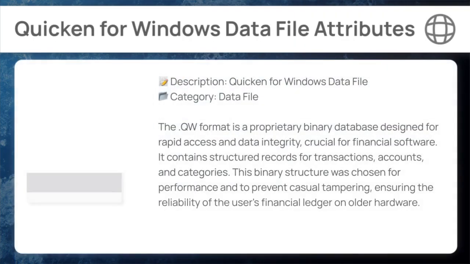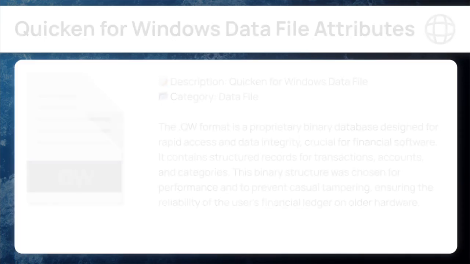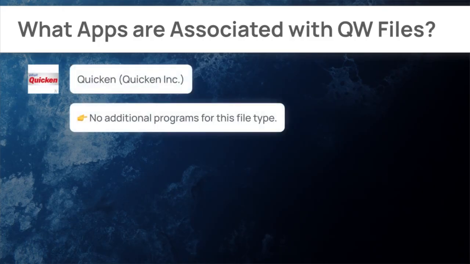The .qw format is a proprietary binary database designed for rapid access and data integrity, crucial for financial software. It contains structured records for transactions, accounts, and categories. This binary structure was chosen for performance and to prevent casual tampering, ensuring the reliability of the user's financial ledger on older hardware. Generally, QW files are associated with Quicken developed by Quicken Inc.